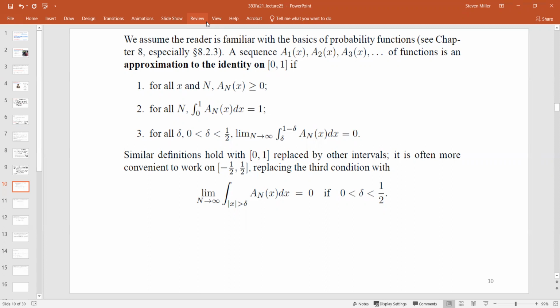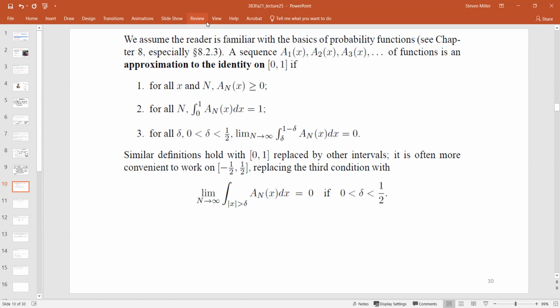defined as follows. So I want a sequence of functions a_1, a_2, all the way up to infinity with three properties. The first is no matter what x and n I give you, a_n of x is greater than or equal to 0. For any n, the integral of a_n of x equals 1. And the last one is, given any delta, if I take the limit as n goes to infinity, the probability that I'm not within delta of 0 tends to 0.